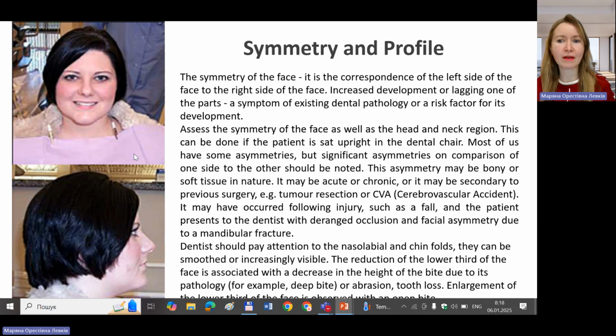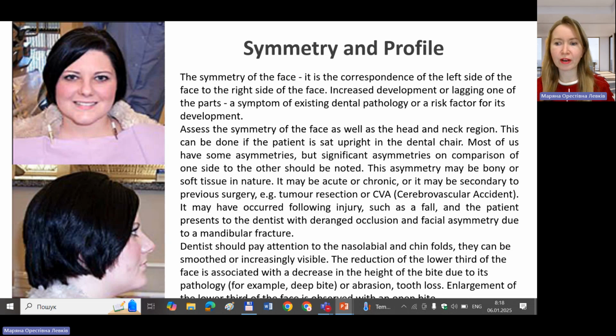Most of us have some types of asymmetries, but significant asymmetries on comparison of one side to the other should be noted. This asymmetry may be bony or soft tissue in nature. It may be acute or chronic, or it may be secondary to previous surgery, for example, tumor resection or cerebrovascular accident. It may have occurred following injury, such as a fall, and the patient presents to the dentist with deranged occlusion and facial asymmetry due to a mandibular fracture.